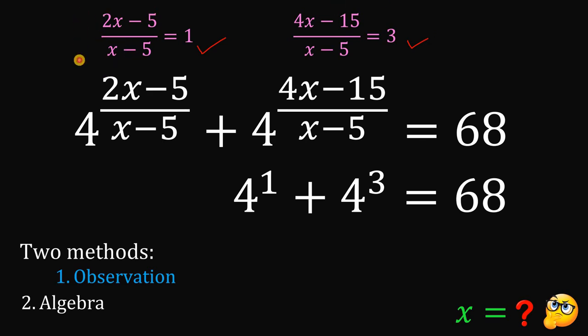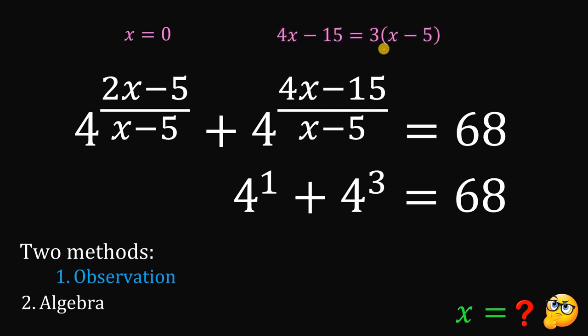Now, using the first equation, let's multiply both sides by x minus 5. If we do that, we get 2x minus 5 equals x minus 5. Now, subtract x on both sides. This will give us x minus 5 equals negative 5. And then add 5 on both sides. We get that x must be equal to 0. Alright, so now let's check the second equation. Let's multiply both sides by x minus 5.